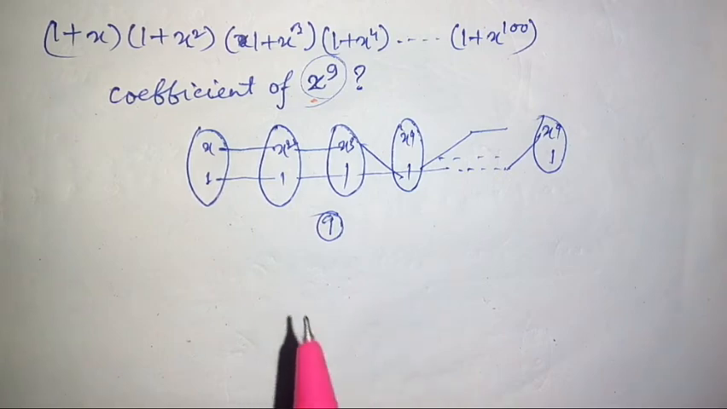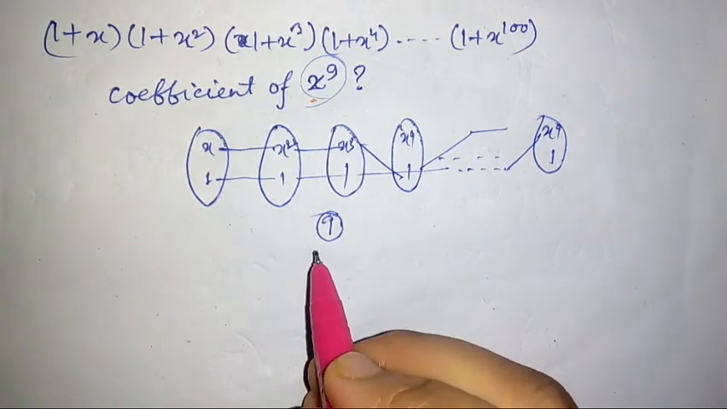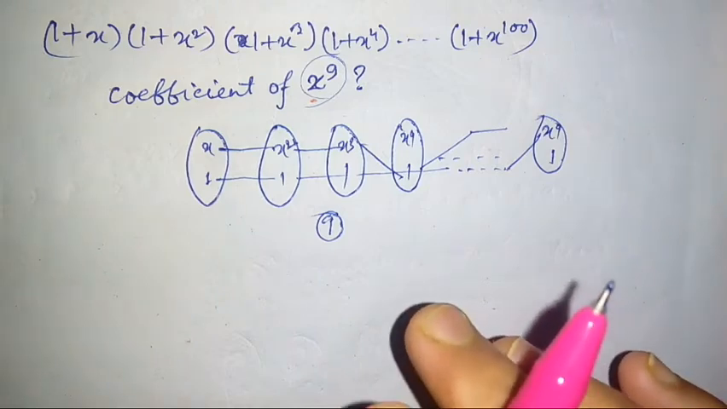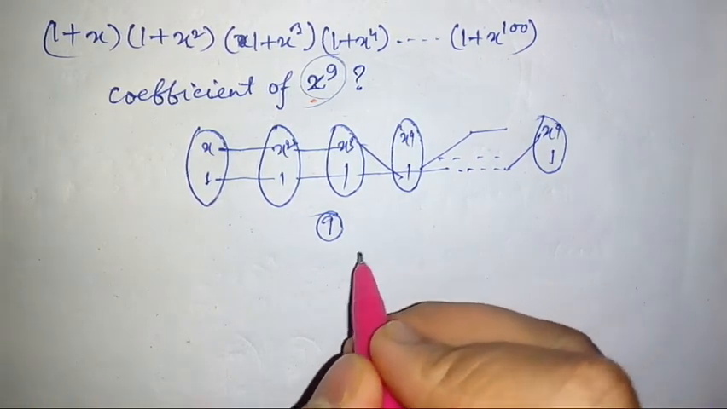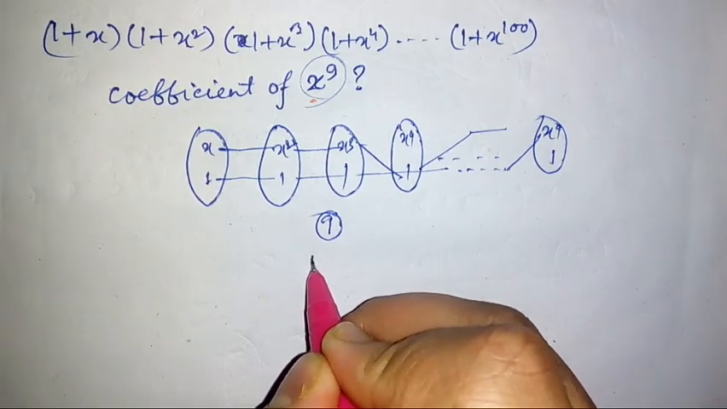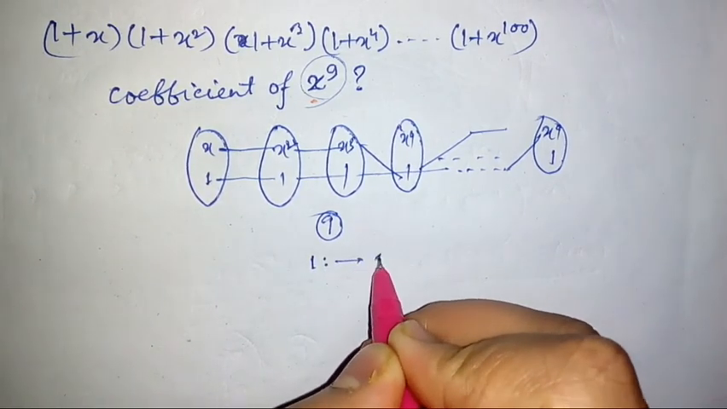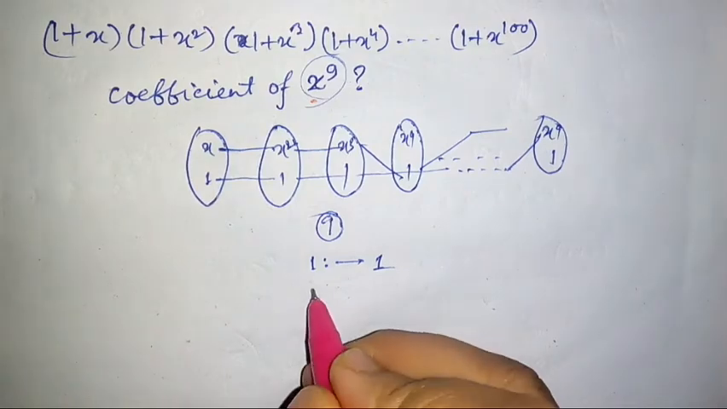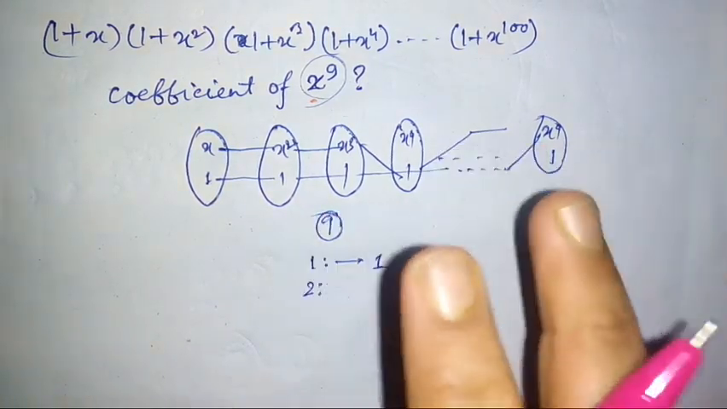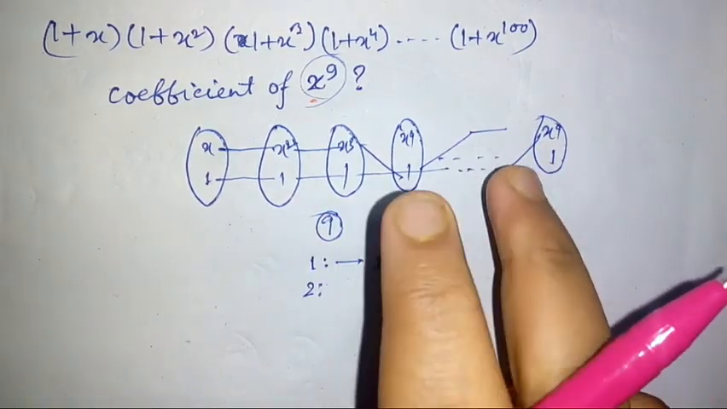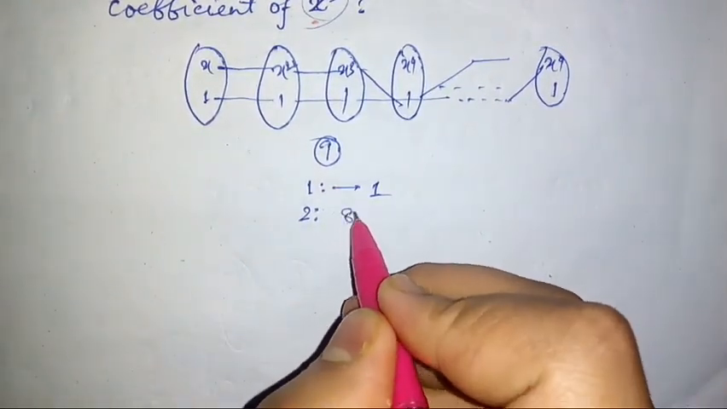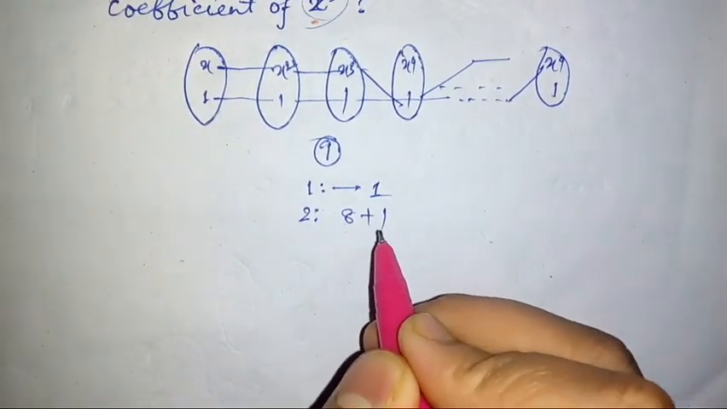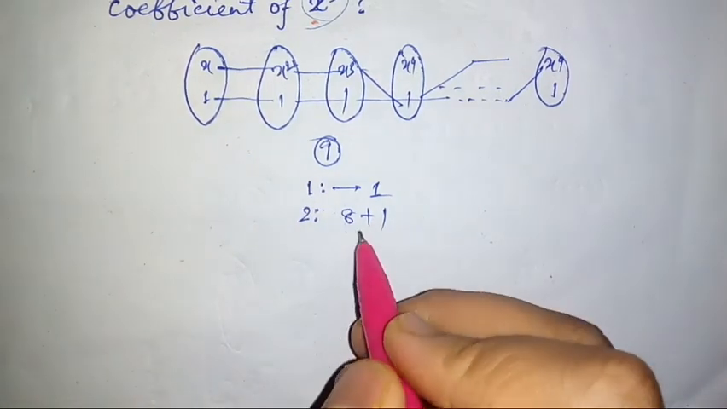So if I take only one x term, that is x to the power 9, and the rest ones, then the coefficient will be 1. Now I want to see what will happen if I take two x terms, and using two x terms I want to create 9. So it can be stated like that: 8 plus 1, that is x to the power 8 into x equal to x to the power 9.